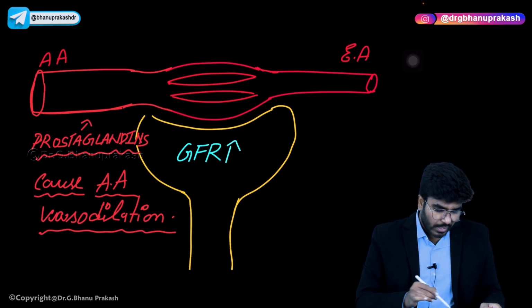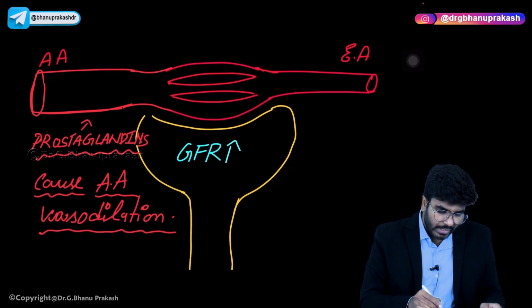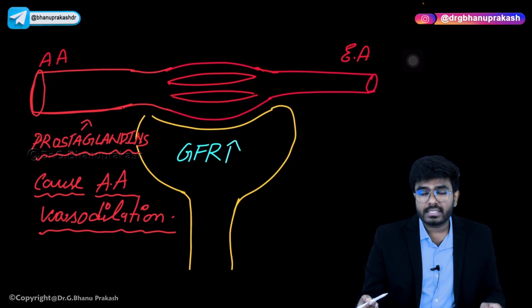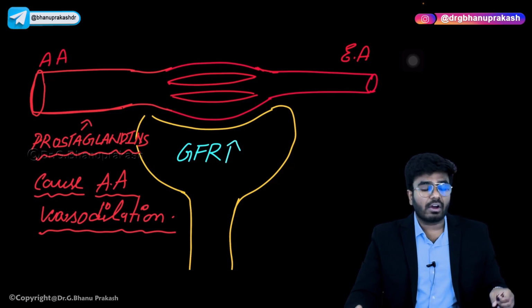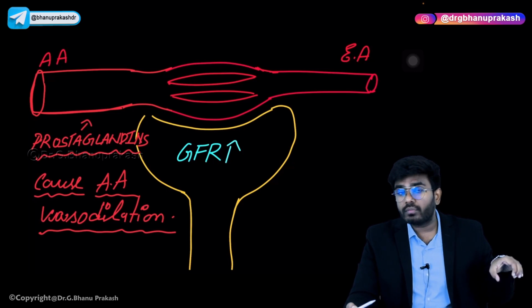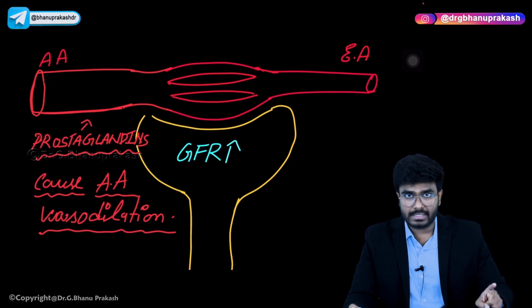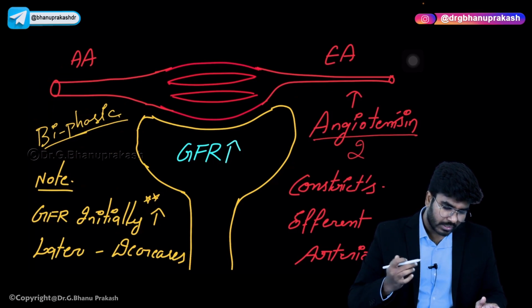If that happens, what happens? More blood is going to come to the area of the glomerulus, into the glomerular capillaries. If more blood is there, definitely more filtration will happen. So with afferent arteriolar dilation, what will happen? GFR will be increased. Okay, keep that point in your mind.